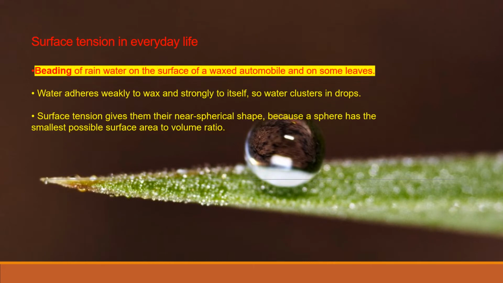Surface tension in everyday life. You may have noticed water molecules on lotus leaves or on some waxed automobiles. This is known as beading. Water adheres weakly to wax and strongly to itself, so water clusters in drops. Surface tension gives them their near spherical shape because a sphere has the smallest possible surface area to volume ratio.